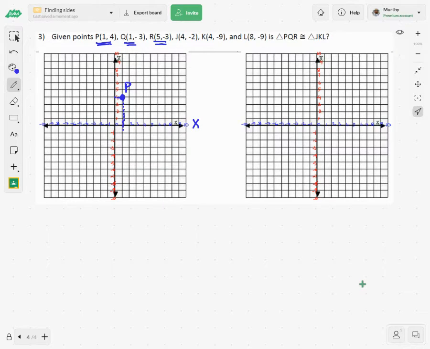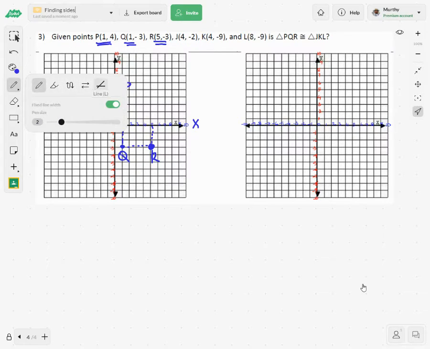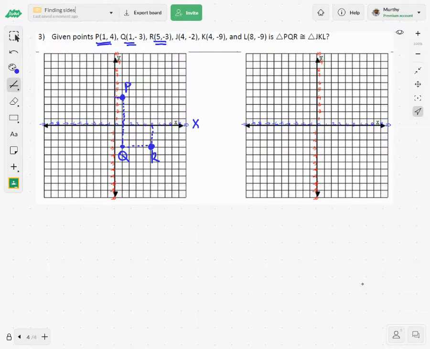Negative 3 means I have to go below. So this is Q. And R is 5, negative 3. I see that 5 is here and negative 3 is here. So this is R. Let me write my R here. Then let me take my straight edge to join these.